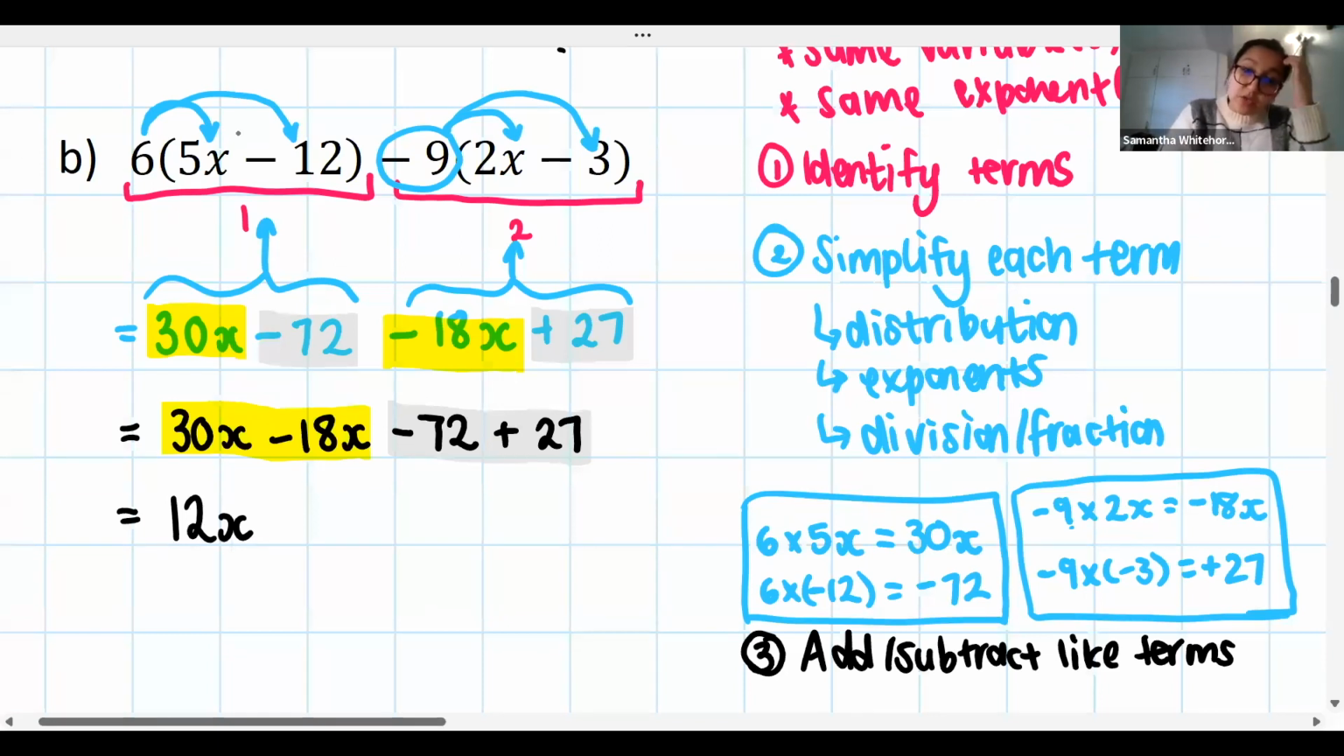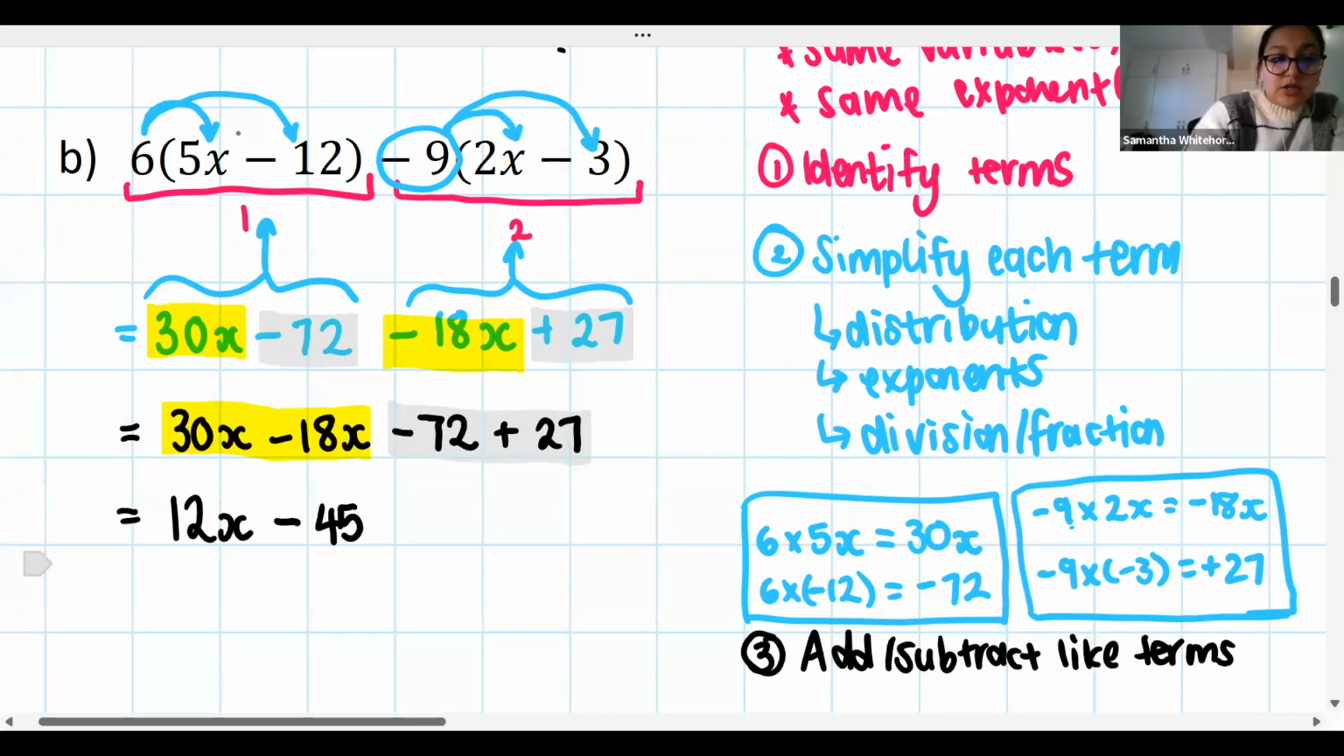Negative 72 plus 27. Now again, guys, just be careful. You are working with a negative number. You're saying negative 72. So imagine that on your number line all the way down on the negative side. And you are adding 27. Okay, so you need to be getting a little bit more positive, but because you're adding a smaller number than the negative 72, it will still be negative, and that is negative 45.